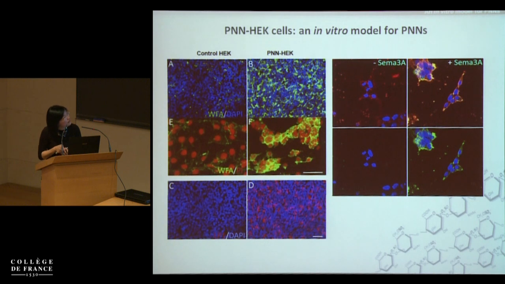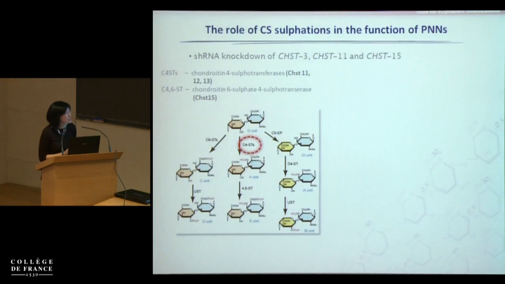And using semaphorin as a way of looking at whether these cells are actually behaving like a perineuronal net. What you're seeing here in green is semaphorin 3A, in red is WFA. In the PNN HEK cells, they do form perineuronal net or WFA-bound matrix on the cell surface. With the addition of semaphorin 3A, you can see that semaphorin 3A is binding very strongly on the cell surface. So this is a good model for quick screening of perineuronal net-related molecules.